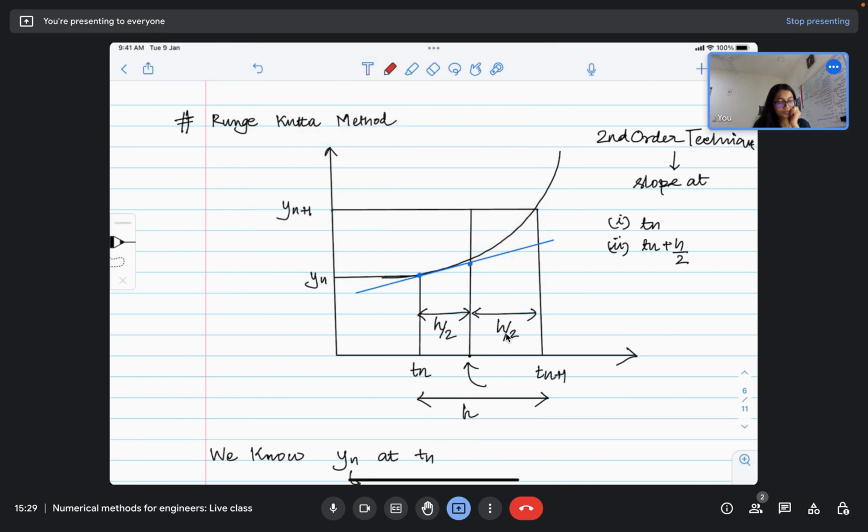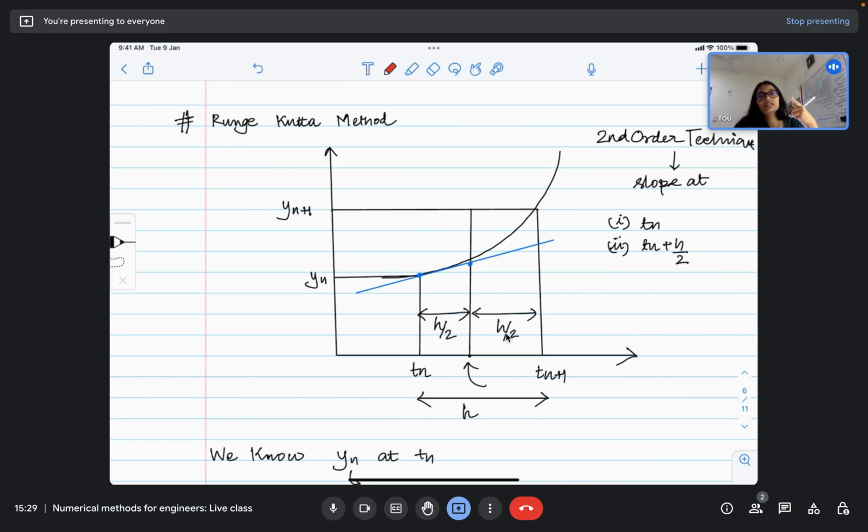So in the RK method, instead of taking only one point and computing the slope at that one point in order to find out the slope at the desired point, what RK methods do is it tries to compute the slope at more than 1 point.